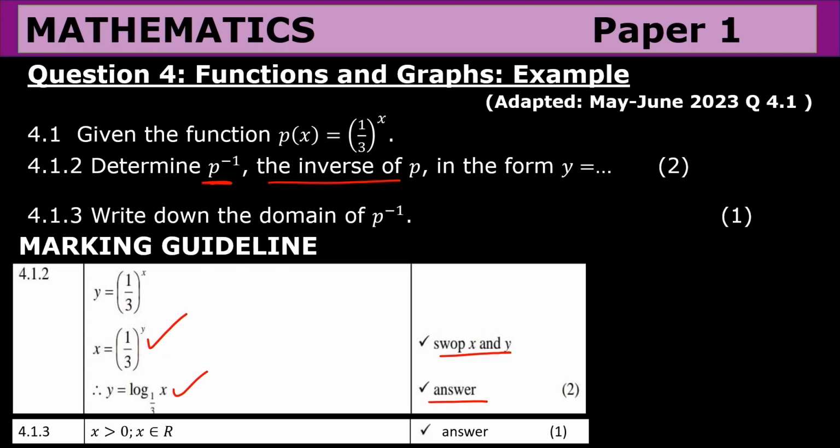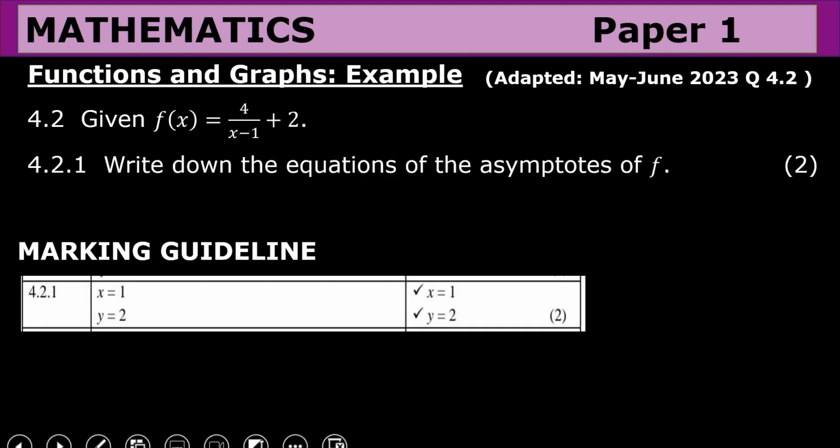Now, the inverse of p, the domain, we know we are working with x values, and that is just simply going to be 1 mark for that answer over there. Going over to the next question, it says there, given f of x is equal to 4 divided by x minus 1 plus 2, write down the equations of the asymptotes of f.